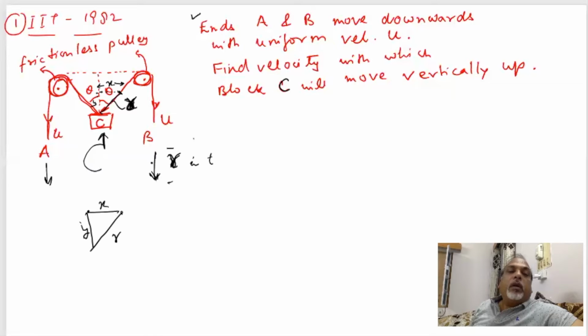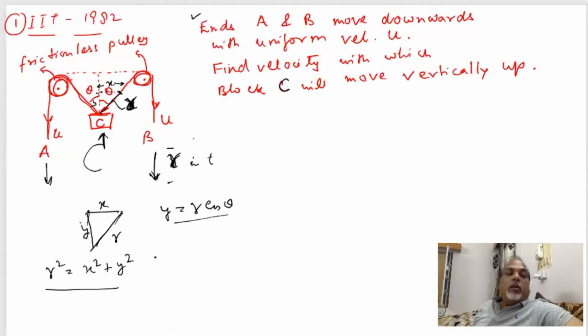If it is going downwards r distance in time t, then this is r distance basically, because this string is inextensible. So here r square is nothing but x square plus y square, and also one more relation we can see, y is nothing but r cos theta. These two relations are very simple.